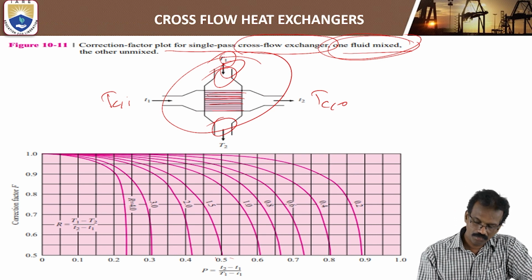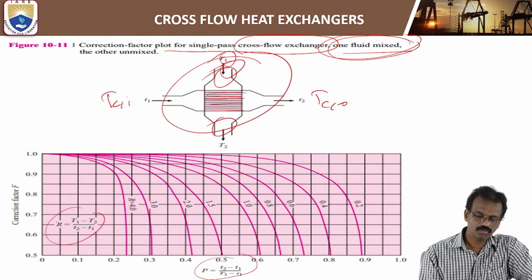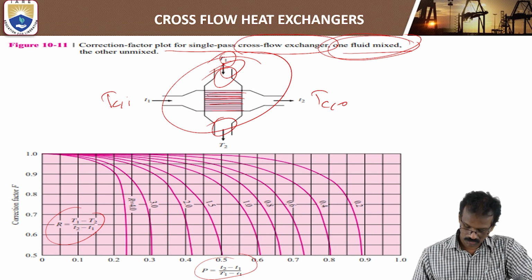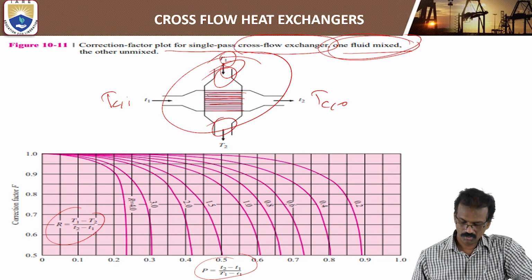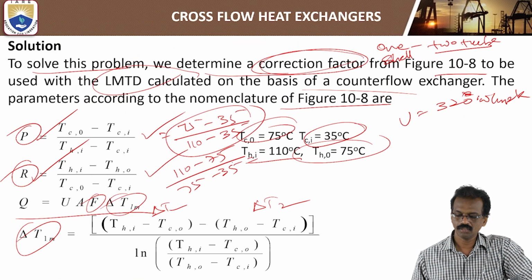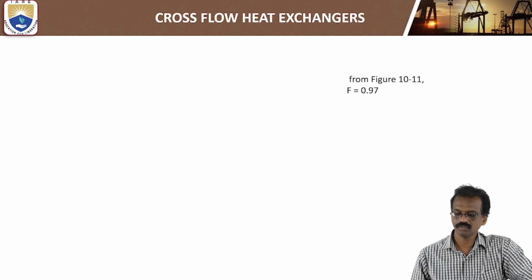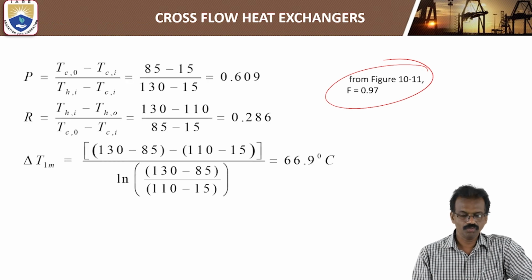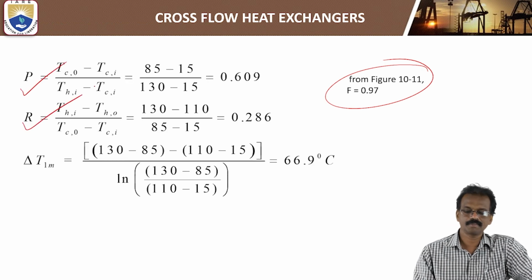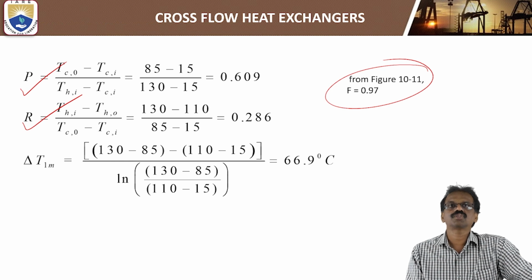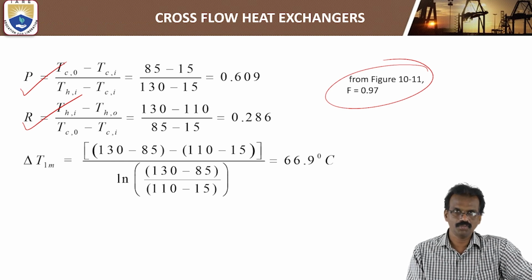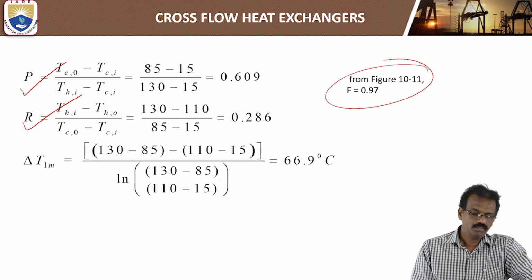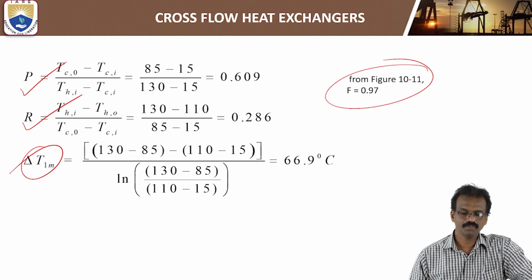So by finding the P and R values, by using these two parameters, you can find out the F value. So F is nearly 0.9 something. Here you can see, okay, 0.97. So we can find the F value by using P and R. I already explained the process of how to find the F value by using P and R, using the data book. Then you have to find out delta T_LM.